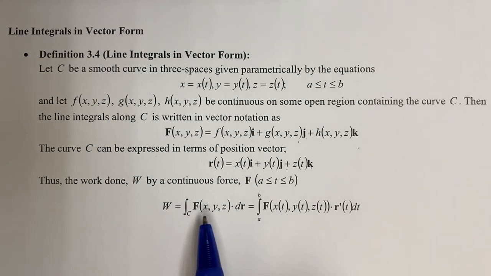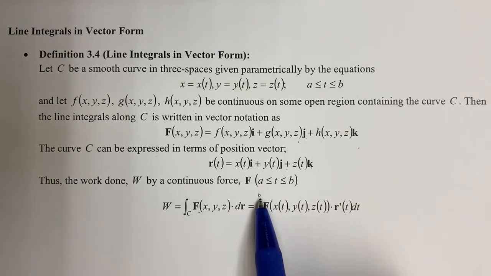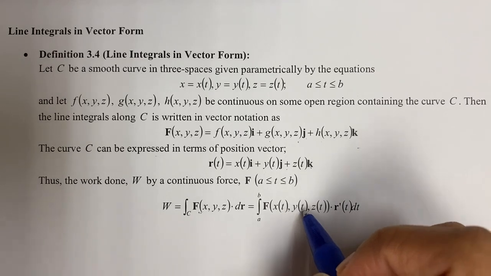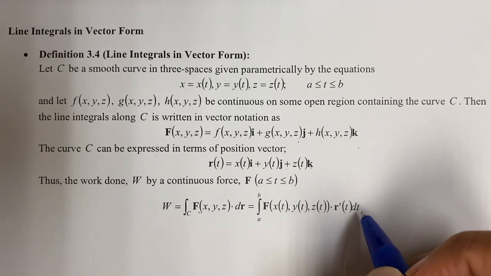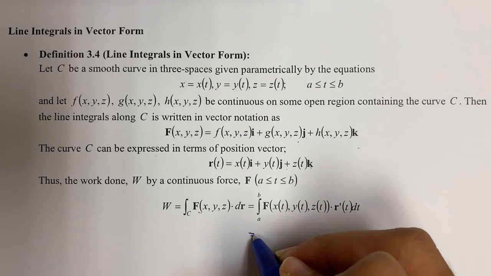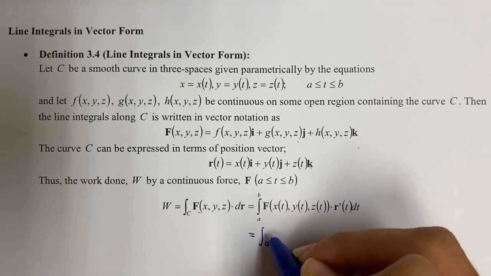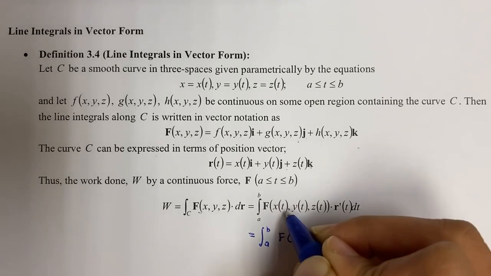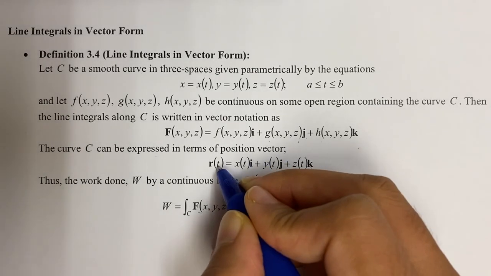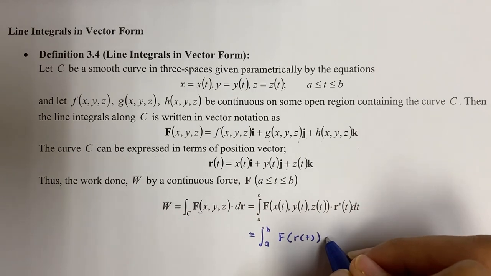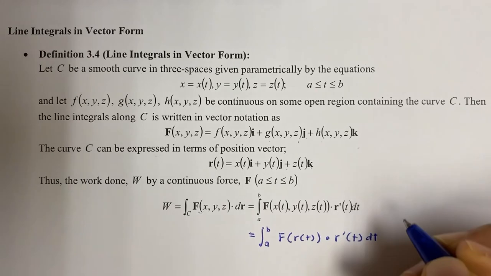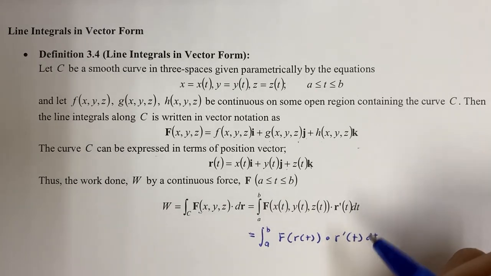So the work is equal to the integral of F(x,y,z) dr, which is the integration from a to b of F(x(t), y(t), z(t)) multiplied by r prime(t) dt. Or we can write this as the integration from a to b of F(r(t)), where (x,y,z) at t is r(t), dot product with r prime(t) dt. So here you need to know how to solve for the dot product.